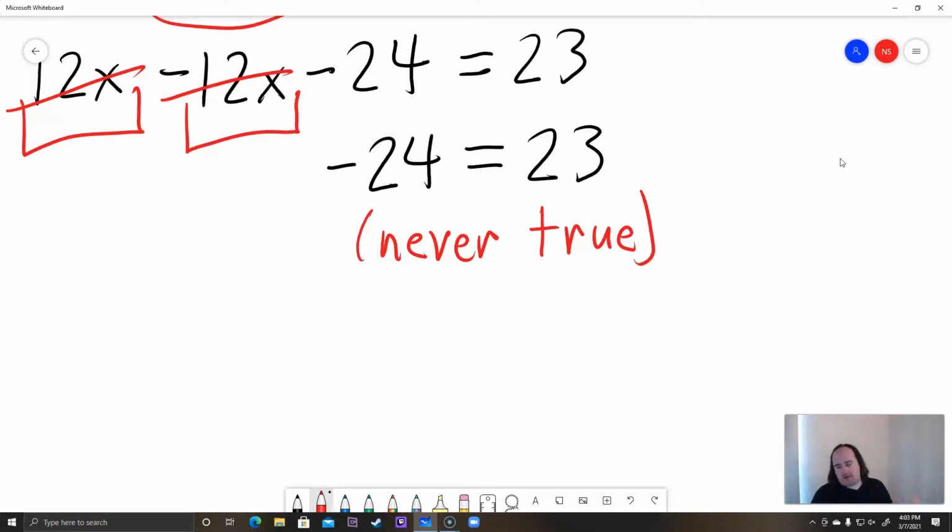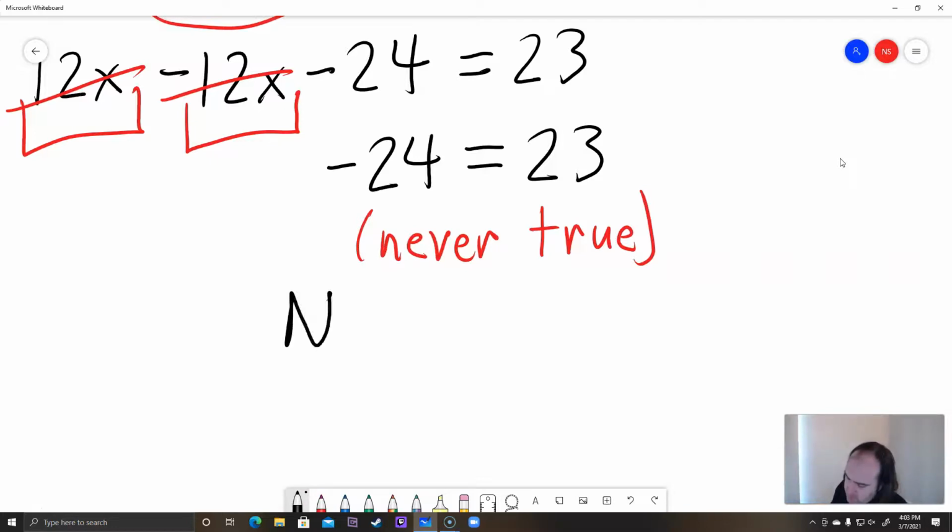Negative 24 does not equal 23. So if it's never true, what that means is these lines, remember, we're actually looking at the location where two lines intersect. If it's never true, then the lines never intersect. So it's going to be parallel lines, which means because they never intersect, these parallel lines have no solution.